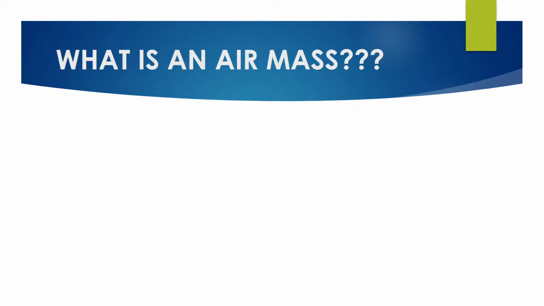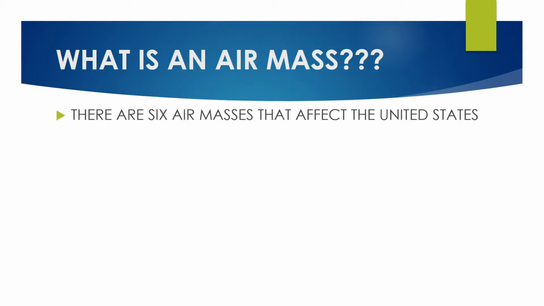So to understand the idea of air masses and how they move across the United States, we have to define what an air mass is. First of all, just note that there are 6 air masses that affect the United States. You kind of saw it in the picture on my first slide, but we're going to create that picture so we get a better understanding of the 6 air masses.